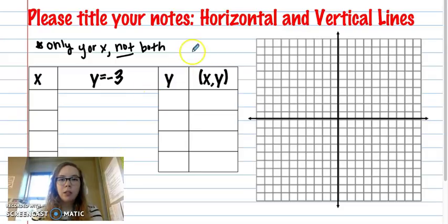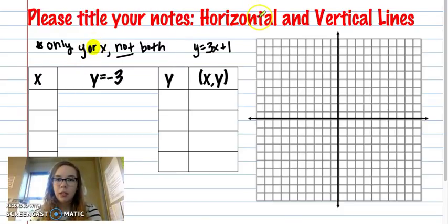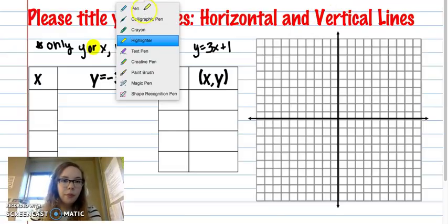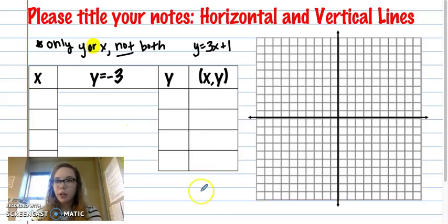But on the type from yesterday, we had, let's say something like this, we had a y and an x. But today, we only have y or x. Okay? And when you have only one of them, it's either a horizontal or a vertical line. So we're going to talk about the difference today. Okay, again, just like yesterday, you're going to have materials at your table to complete these notes. So you do have graphs that you can cut and paste in, and then you will write your own table.